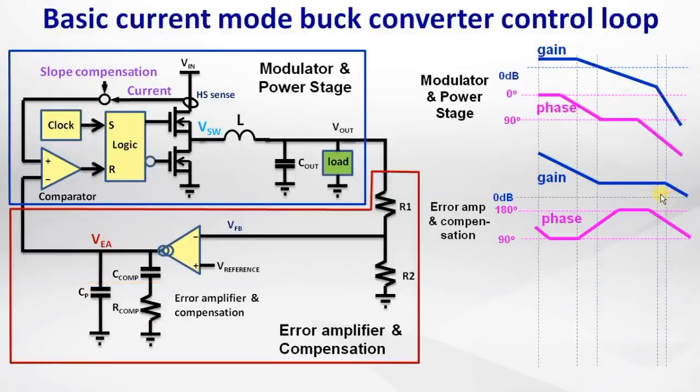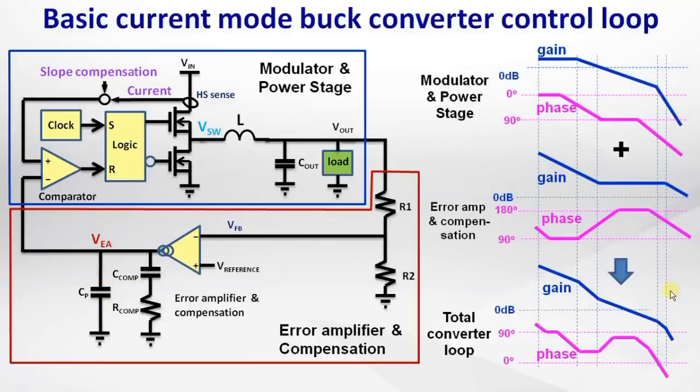The sum of the modulator and compensator gain and phase gives the total loop gain and phase. The loop gain gradually drops, and the point where it crosses 0 dB is called the unity gain frequency or crossover frequency. The total phase shift of the loop should never reach 360 degrees at this frequency, because it would create positive feedback and make the system oscillate.